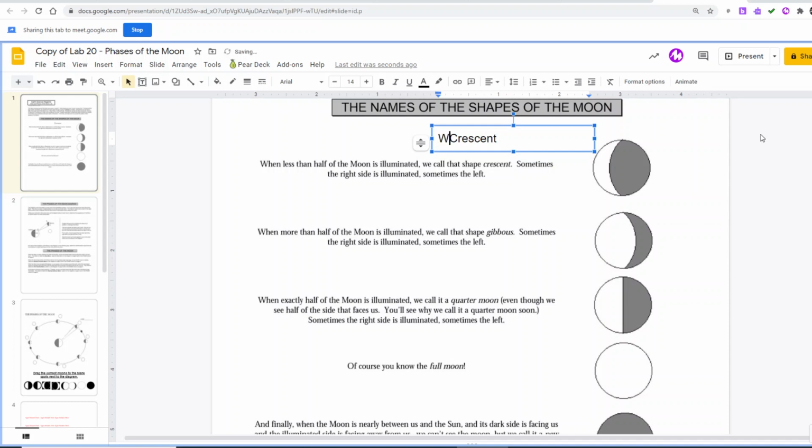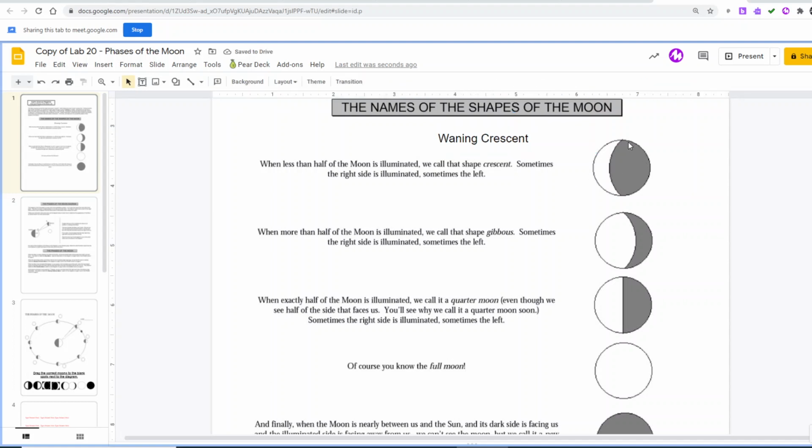Waxing? So this is actually waning. Now, why is it waning? Because it's light on the left. Remember, the light always starts on the right and it moves to the left. So this is kind of like it's dying off. The darkness is taking over the moon, right? So we have a waning crescent. Our next phase would end up being a new moon.